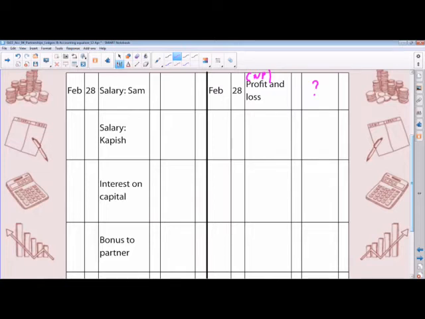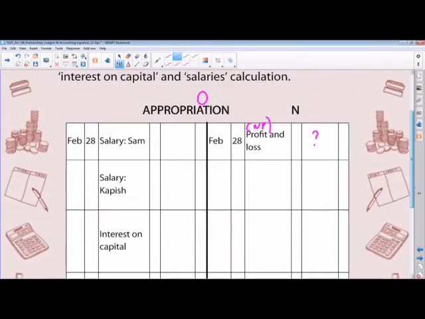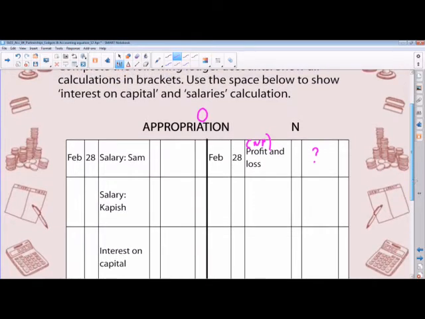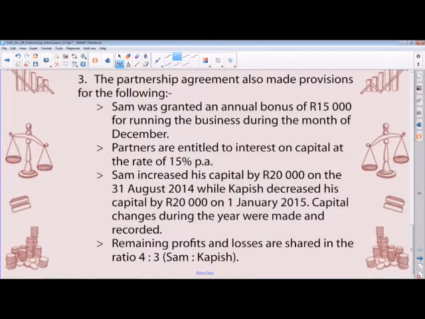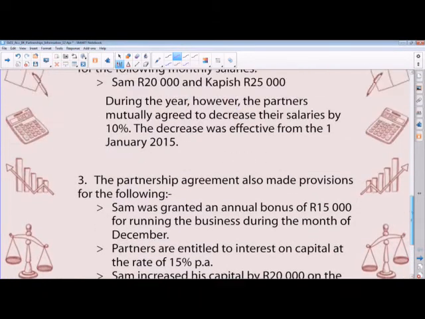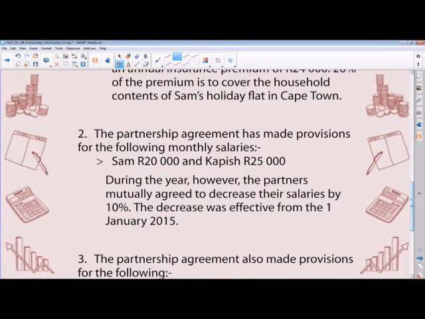Okay, so let's start with the first appropriation of net profit in the terms of salary that is given to Sam. So on the next page, okay, we're going to show our calculations here. The salary that is given to Sam, so let's go back to our information sheet and let's read through the information together, and then we'll do the calculation. Right, so in terms of the information that is given, the partnership agreement has made provisions for the following monthly salaries. Sam is entitled to a monthly salary of 20,000 and Capiche is entitled to a monthly salary of 25,000.